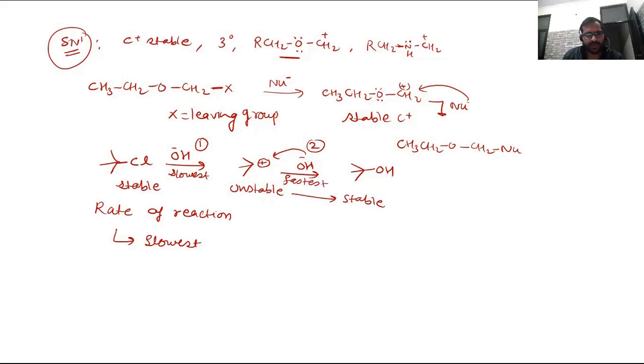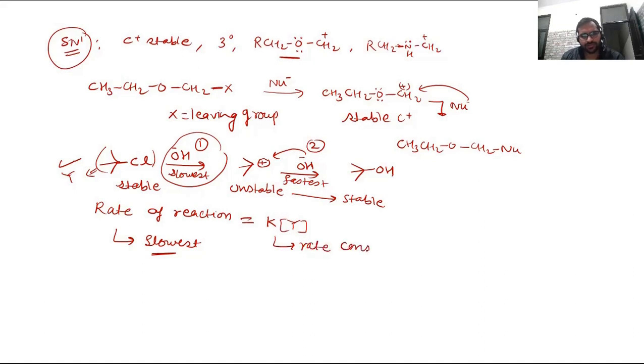That is why it will be the fastest step. And we know that the rate of the reaction depends on the slowest step. That is why the rate of this reaction will depend on this step. So the rate of reaction will be equal to K times the concentration of this compound. Suppose its concentration is Y, then rate equals K[Y], where K is the rate constant. So the rate depends on this step, because this one is the slowest one. So this was about the mechanism of SN1.